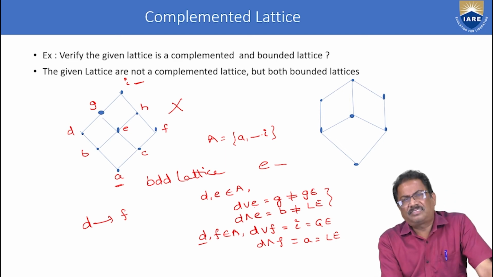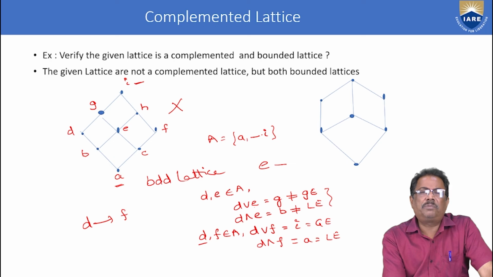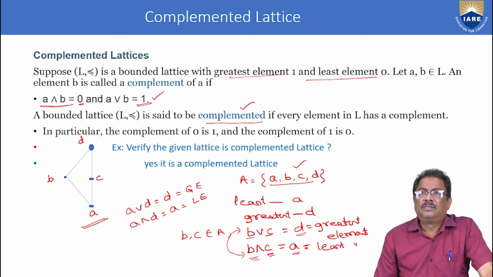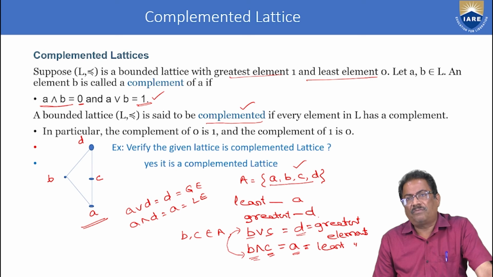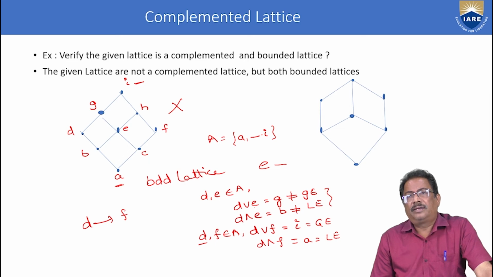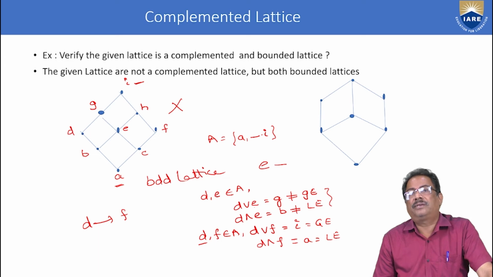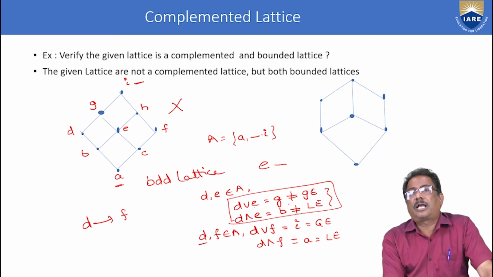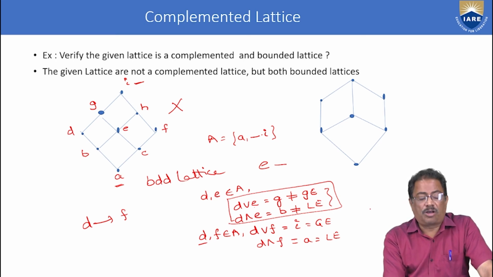It is not necessary to find the complement of each and every element. This is just another way of saying it. In a complemented lattice, each and every element will have a complement. Here it is only a bounded lattice, and each and every element does not have a complement. So I can say that it is not a complemented lattice.